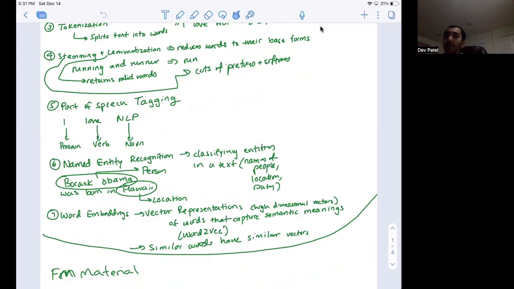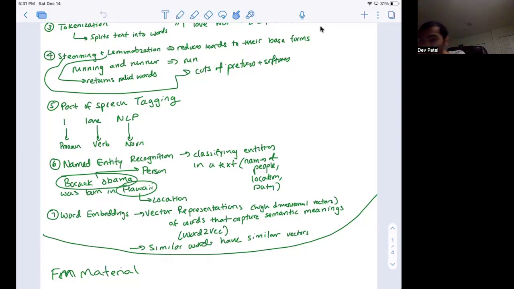Next, we have named entity recognition. So this is all about categorizing a sentence or a group of words into entities or specific topics: names of people, locations, organizations, particular dates. So in the sentence "Barack Obama was born in Hawaii," the person entity would be recognized as Barack Obama, and the location entity would be identified as Hawaii. So within a sentence, within groups of sentences, how can we identify or classify these different entities from these sentences? So that's named entity recognition.